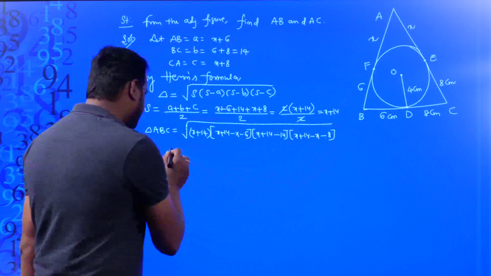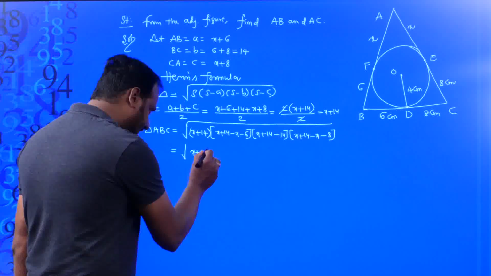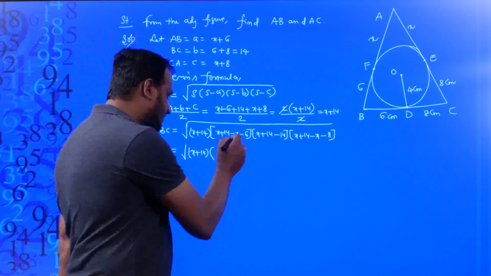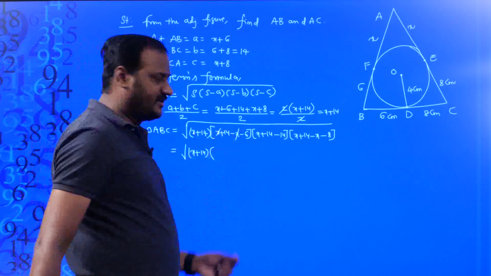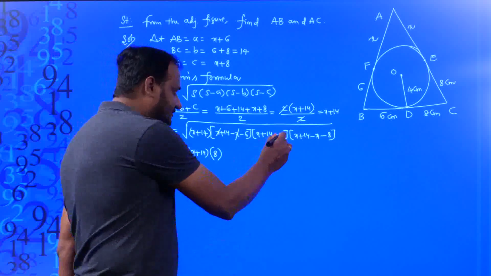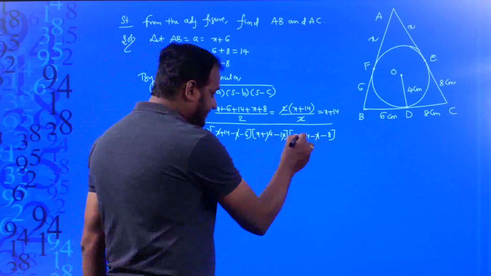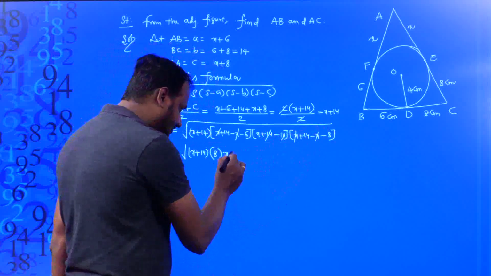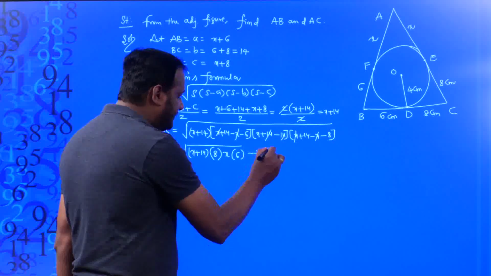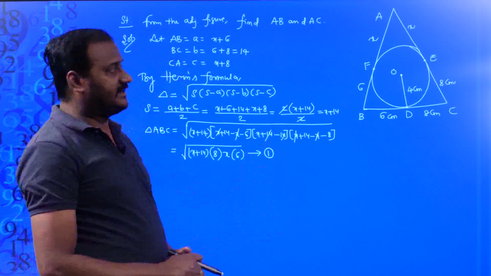Now let us simplify this, which is equal to square root of x plus 14, which was already there, times... see if there is any cancellation, better cancel the terms. So minus x plus x cancel, 14 minus 6 is equal to 8. Here minus 14 plus 14 gets cancelled, you are left with only x, and here minus x plus x cancel, 14 minus 8 is equal to 6. Right. So this is the area of triangle ABC by Heron's formula.